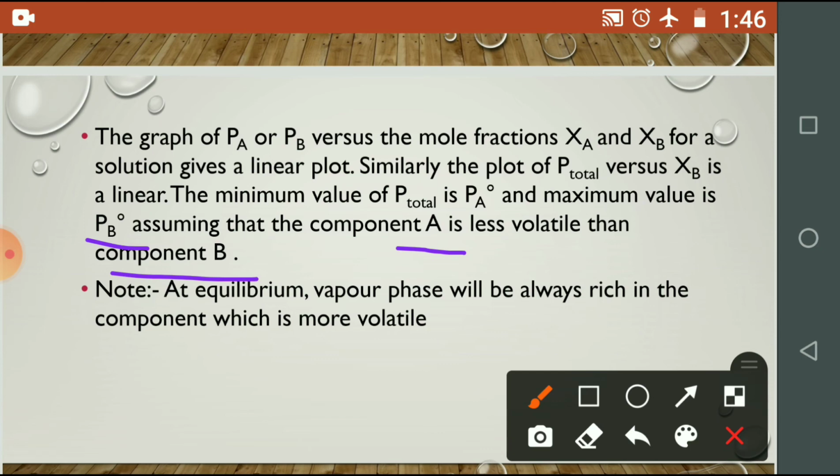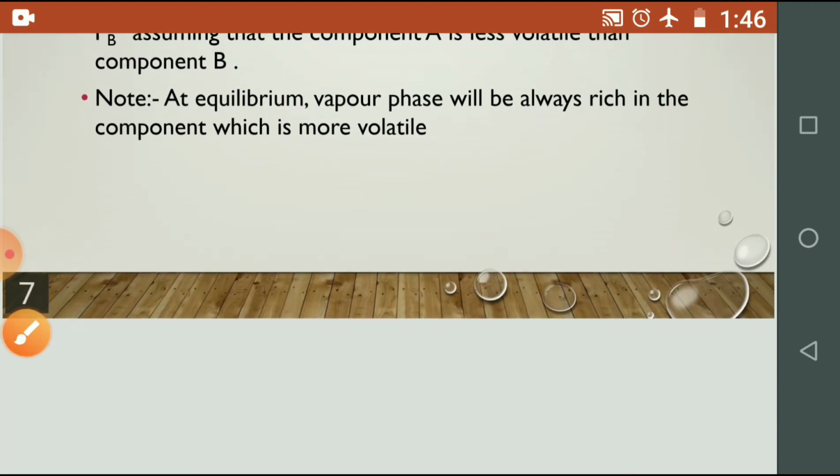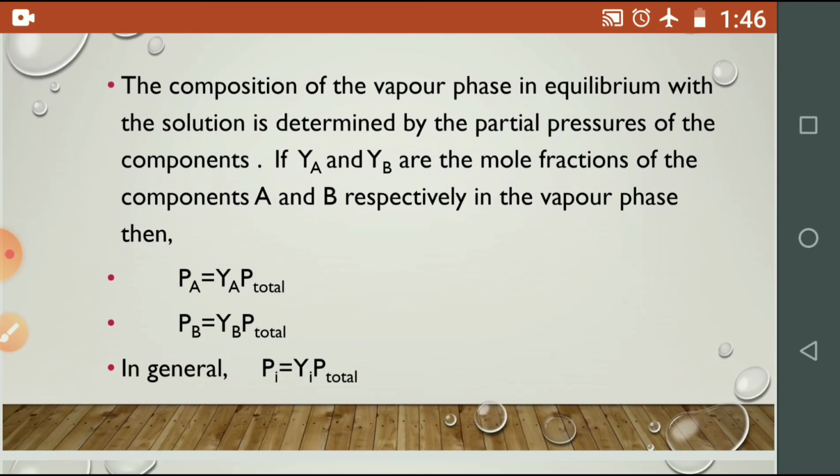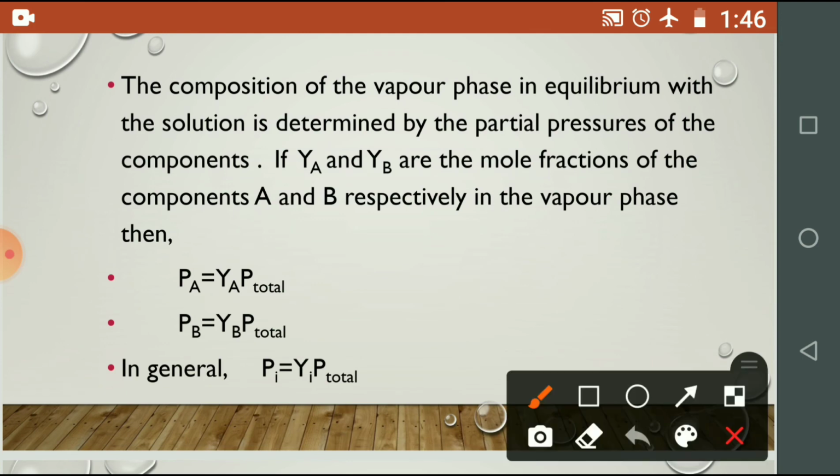At equilibrium, the vapor phase will always be richer in the component which is more volatile. So in the above case we find always at the equilibrium B will be more. If at all we want to see the composition of the vapor phase, then it is determined by the partial pressures of the components. So in the vapor phase the mole fractions are considered as YA and YB.